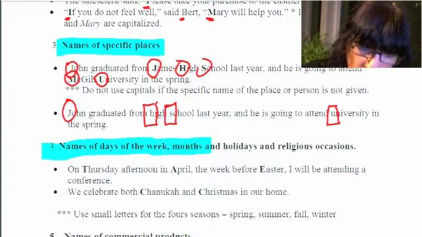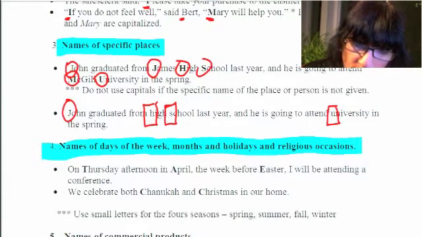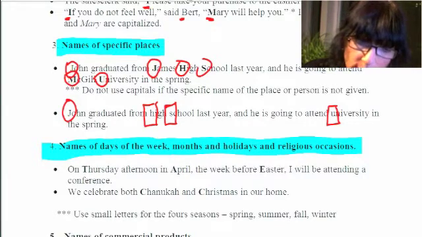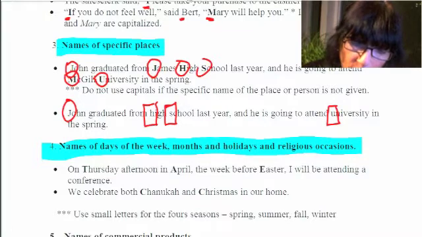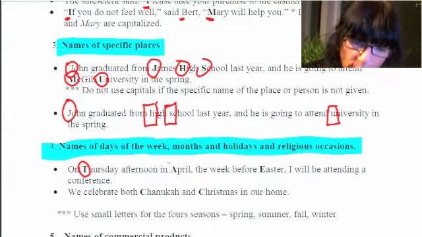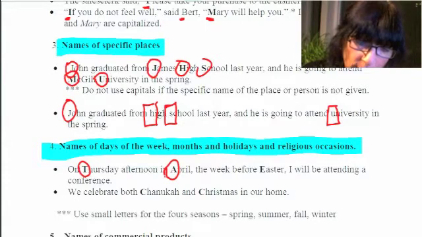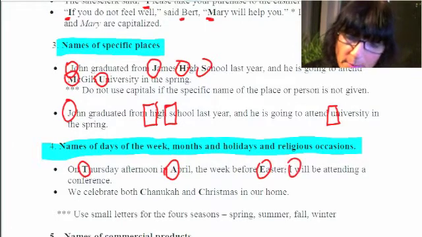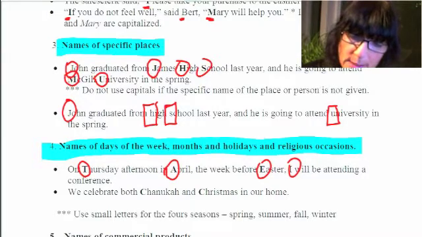The fourth rule is you would capitalize the names of days of the week, months, and holidays, as well as religious occasions. So let's look at these examples. On Thursday afternoon in April, the week before Easter, I will be attending a conference. Thursday, capitalize because it's the day of the week. April, you capitalize all months. And Easter is the name of the holiday. And of course, I is always capitalized.